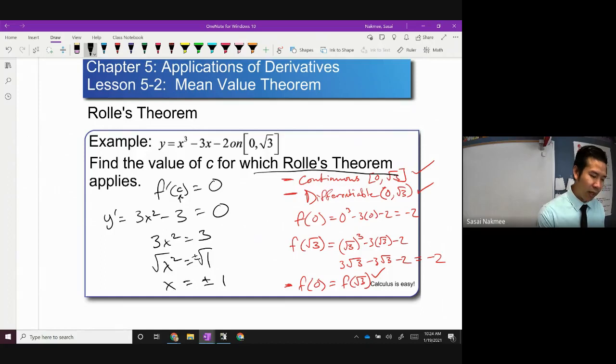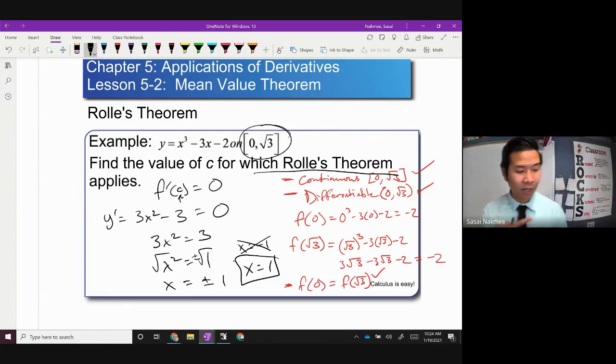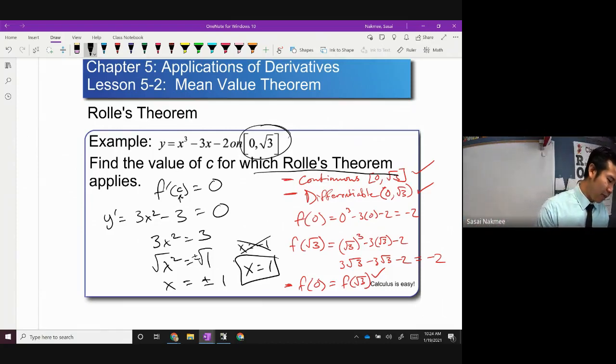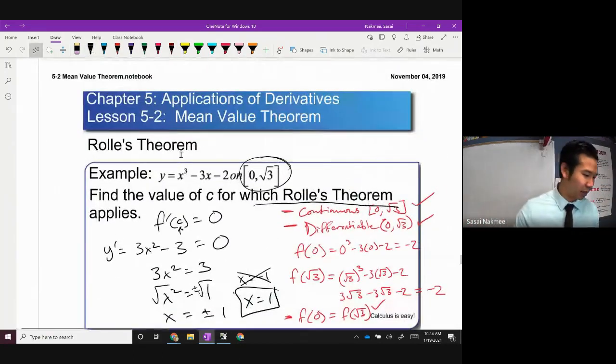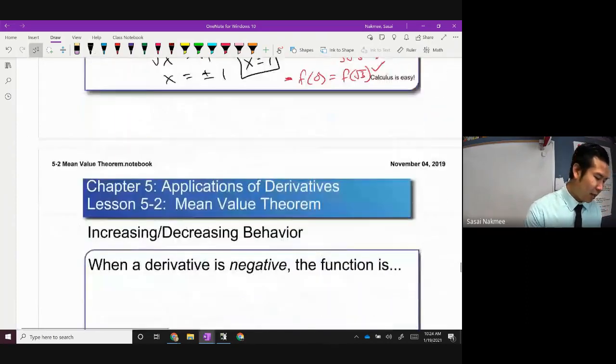But the only one you really care about is the one that's on the interval. x equals -1 is not on the interval, so the only one we care about is x equals 1. And that is your answer. If I were to graph this and look at x equals 1, I'll have a tangent line whose slope is equal to 0. All right, that's all Rolle's theorem is. It's a very quick, very straightforward thing to do. That being said, let's wrap this up.